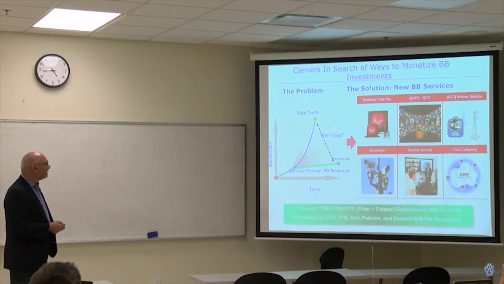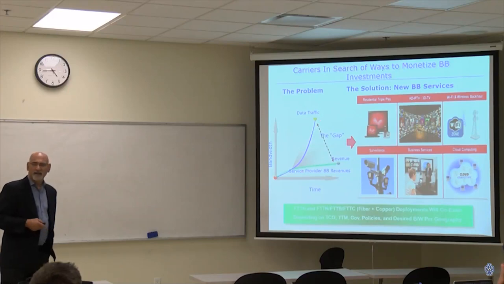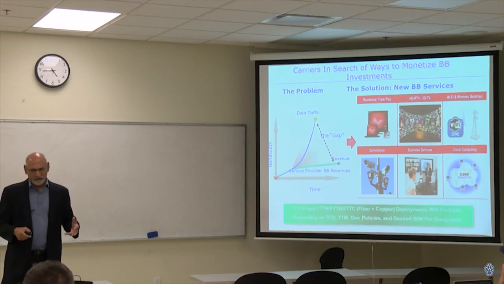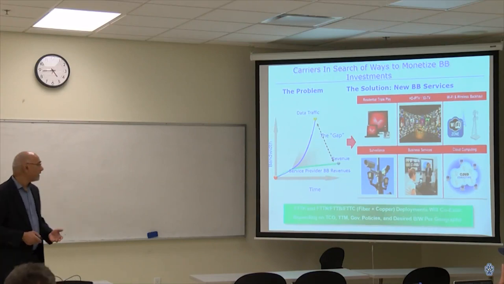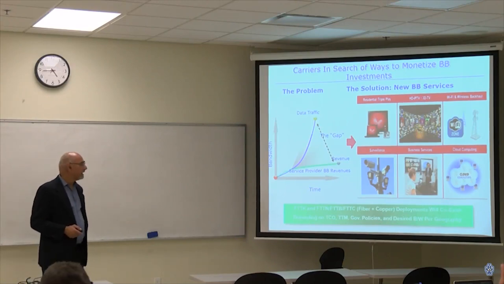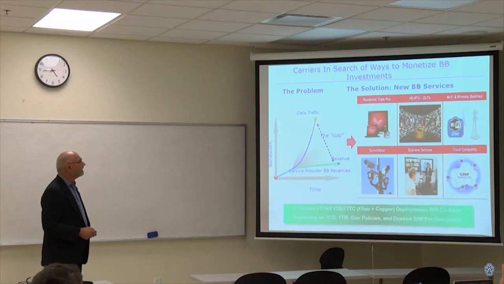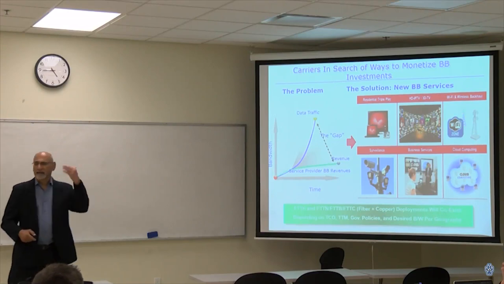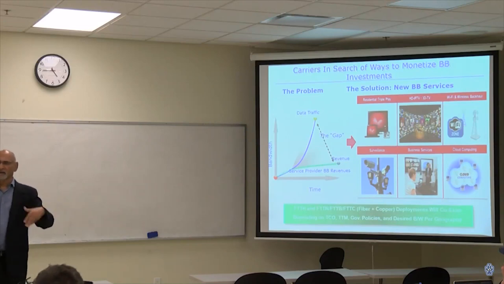What you need to do is find a way to monetize the fact that the traffic into the home is increasing, but the revenues, if you stayed with the mainstream services, you're not going to be able to pay for it. So Google was the one actually that started it, and I'm seeing that with everybody else, that it's all about adding new services: triple play, 4K TV, Wi-Fi, surveillance, cloud computing, business services. You have to keep adding services, and the services are where you're going to make money.